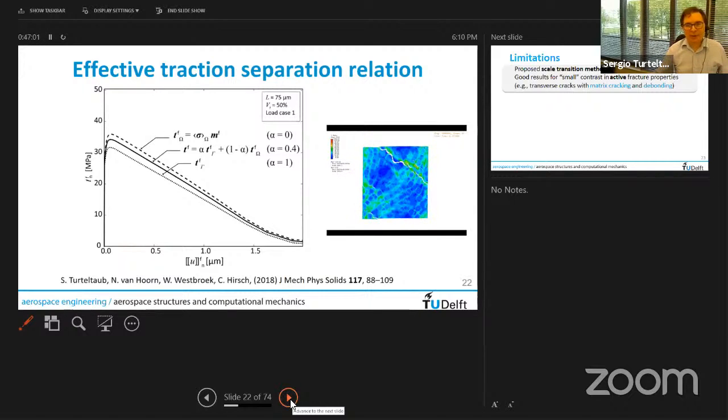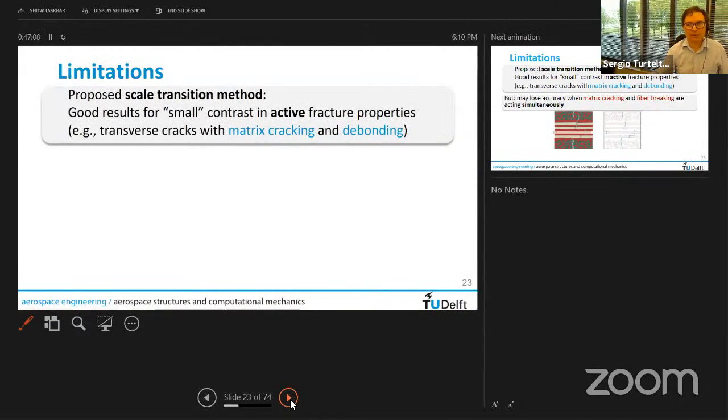But then doing some more analysis, we discovered later on an issue. And so let me switch back to this thing where we found an issue, which is that if we look at this method, it worked very well whenever we had this small contrast in the fracture properties. So the simulations that we did were mostly matrix cracking and the bonding between the fibers and the matrix. And the difference between those fracture energies was not that big.